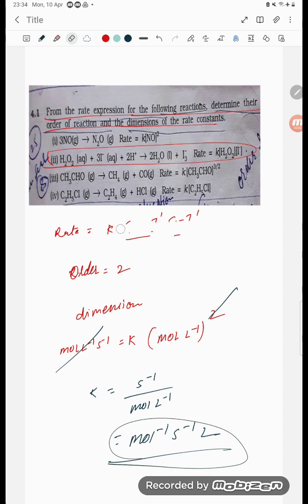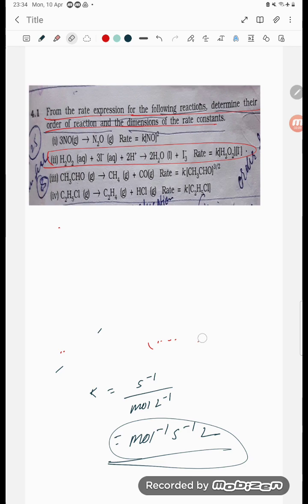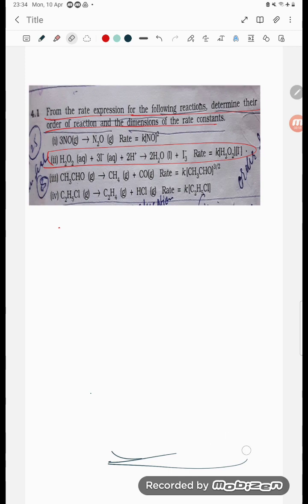Now let's try to see question number 3. It's going to be very simple, students. What we need to do is check the calculation portion a little bit, then everything will be all right, students. So dear students, let's try to see the third one. Here they have given rate is equal to K, CH3CHO, and that power is 3 by 2.